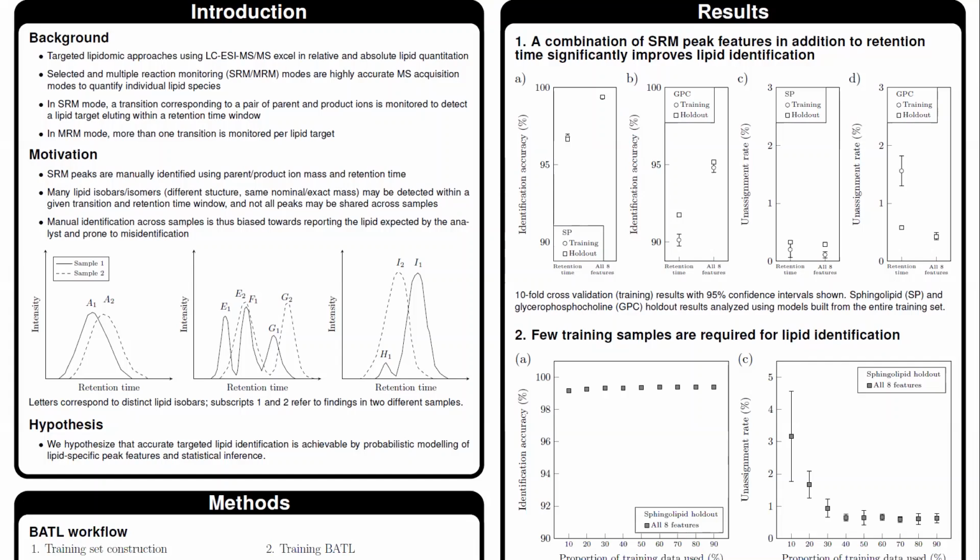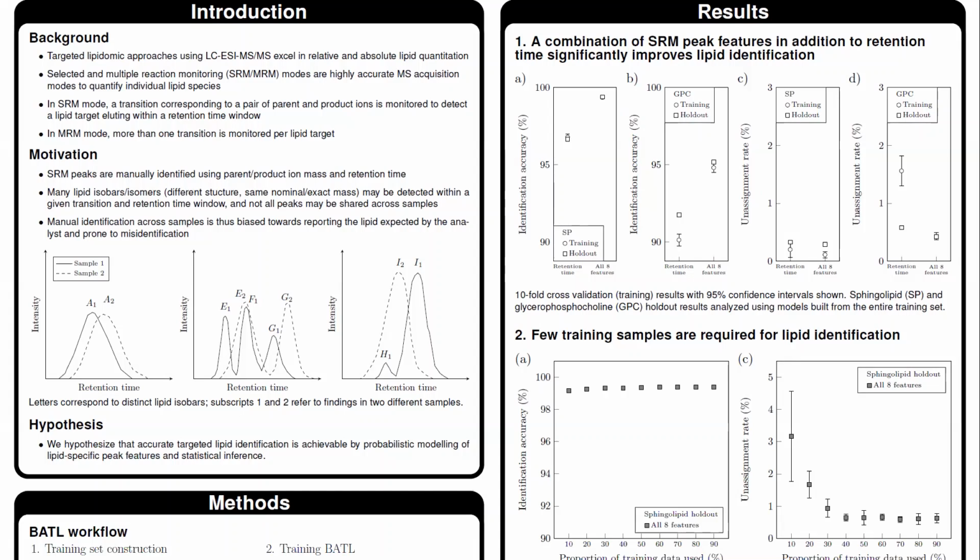SRM data is manually identified by analysts using parent and product ion mass over charge and retention time, as shown in the extracted ion chromatograms below. On the left panel, a single peak is detected at this transition across both samples, and it is straightforward to see that these two peaks represent the same lipid identity A. More realistically, however, is the chromatogram depicted in the middle panel, where multiple lipid isobars and isomers are detected within a given transition and retention time window.